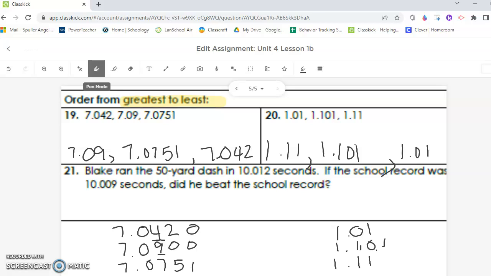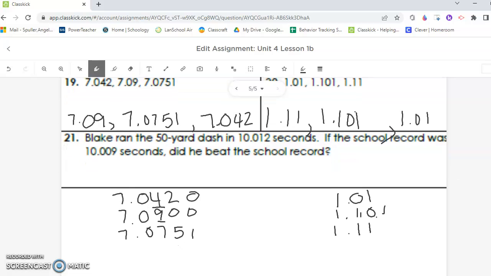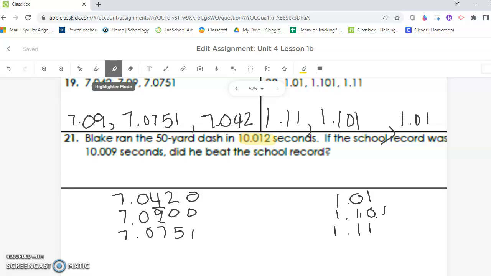All right, so here we want to talk about this problem. I wanted to do this one with you so that you could see it. Blake ran the 50-yard dash in 10.012 or 10 and 12 thousandths. If the school record was 10 and 9 thousandths, did he beat the record? Well, here's where it's kind of tricky, right? So in money, we want the greatest amount. But in time, you always want the fastest time. So you want the lowest amount.